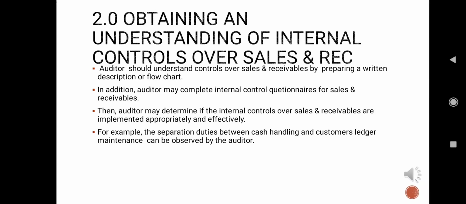Obtaining an understanding of internal control over sales and receivables. The auditor should understand control over sales and receivables by preparing a written description or flowchart. The auditor may complete internal control questionnaires for sales and receivables. Then, the auditor may determine if the internal controls over sales and receivables are implemented appropriately and effectively. For example, the separation of duties between cash handling and customer ledger maintenance can be observed by the auditor.